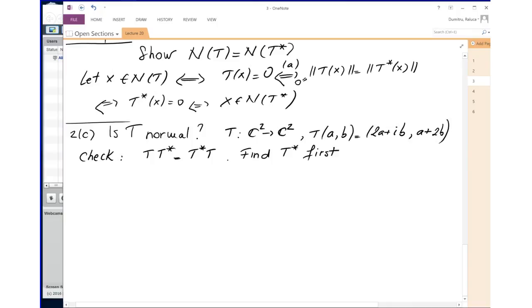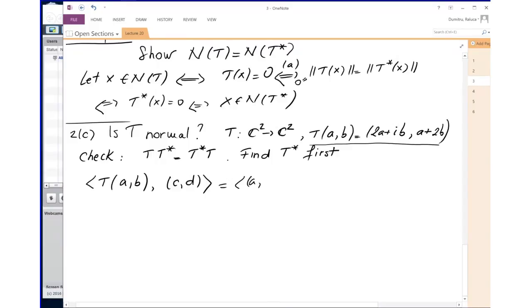And we need to find it in general. Remember, we've seen some examples last time of computing the value of the adjoint at certain points. So now we want to find the formula for T star, based on the formula for T. So let's work on that. So we start from the inner product between T of A, B, we're in C2, so A and B are both complex numbers, and another pair, C, D, in C2.